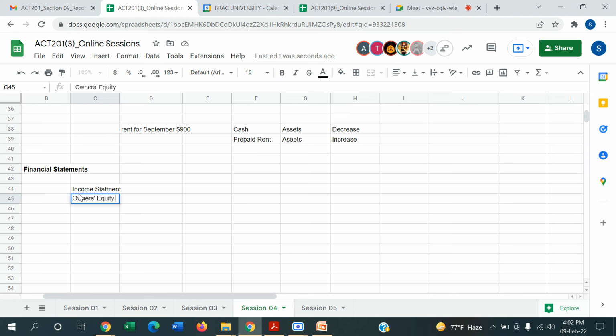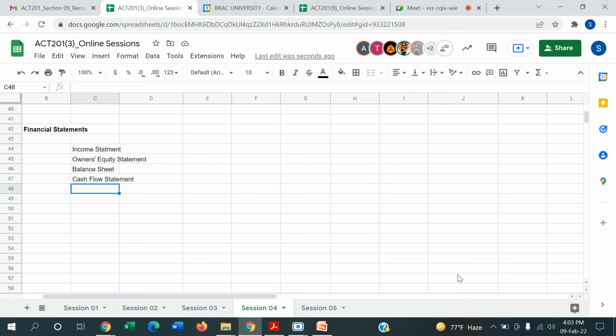Income statement, owner's equity statement, balance sheet, and cash flow statement. These are the four mandatory statements you need to prepare to complete the financial statements. After preparing the tabular analysis, you may be asked to prepare the financial statements, and from the tabular analysis we can prepare the first three only. So now let us see how we can prepare the income statement, owner's equity statement, and balance sheet from the information given in the tabular analysis.